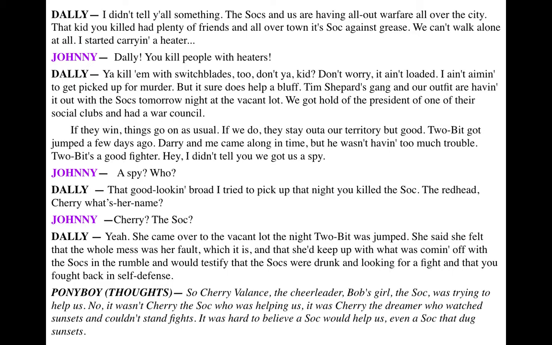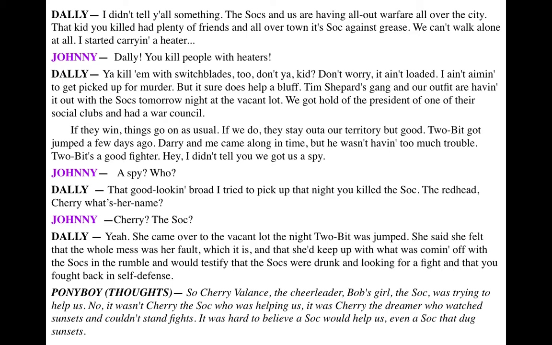Tim Shepard's gang and our outfit are having it out with the Socs tomorrow night at the vacant lot. We got a hold of the president of one of their social clubs and had a war council. Now, if they win, things go on as usual. If we do, they got to stay out of our territory for good. Two-Bit got jumped a few days ago. Jerry and me came along in time, but he wasn't having too much trouble. Two-Bit's a good fighter. Hey, I didn't tell you. We got us a spy.